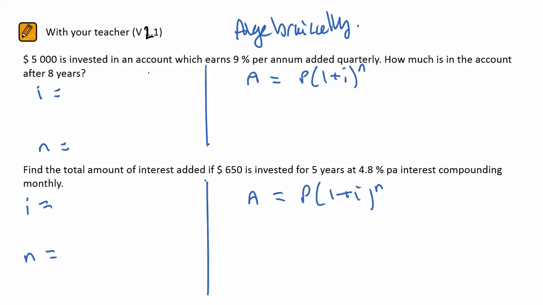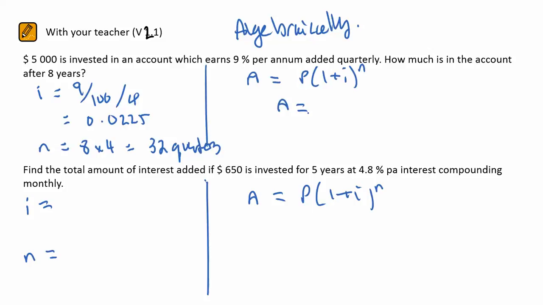So we've got 9% per annum added quarterly. So my figure, 9 divided by 100 divided by 4, and I get 0.0225. Now, whatever I divide by here will be multiplied in the number of time periods. So 8 years times 4, 32 quarters.